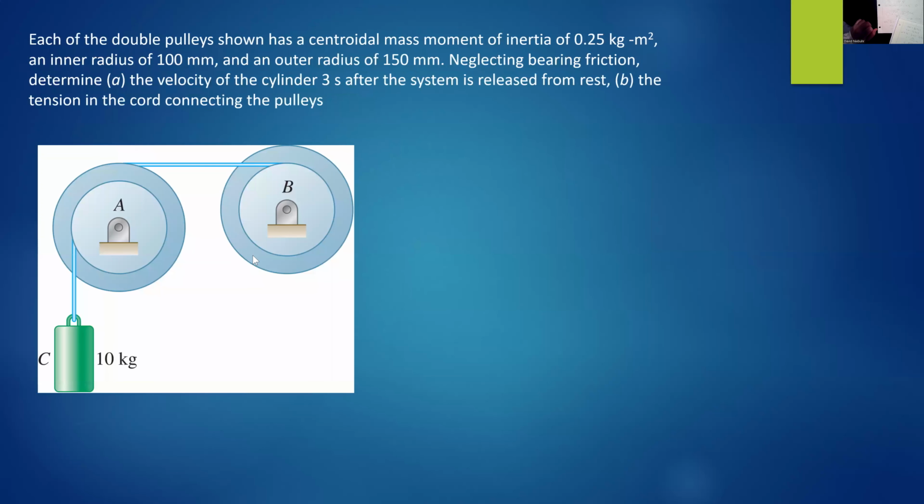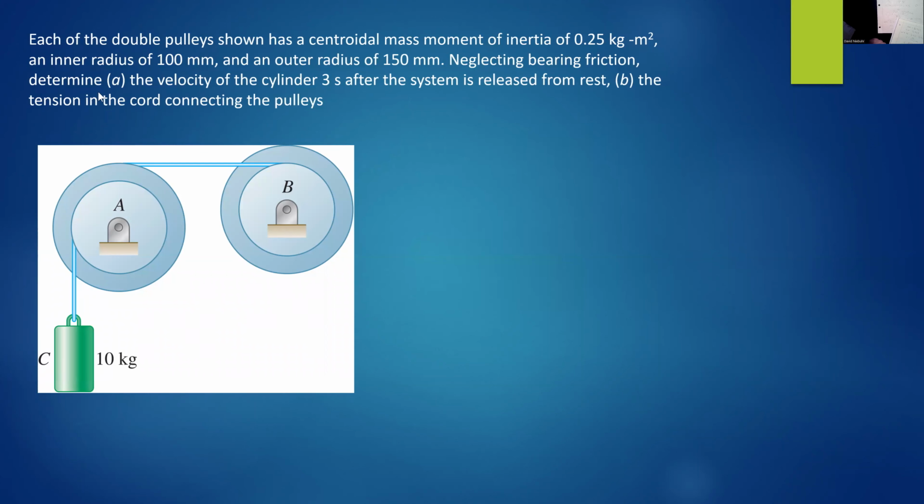All right. So let's look at this example. What this example represents is, we will initially rotate about our center, but notice again, we have the 10 kilograms sitting out here. So we have double pulleys. We have a moment of inertia of 0.25. Inner radius is 0.1 meter, outer is 0.15.